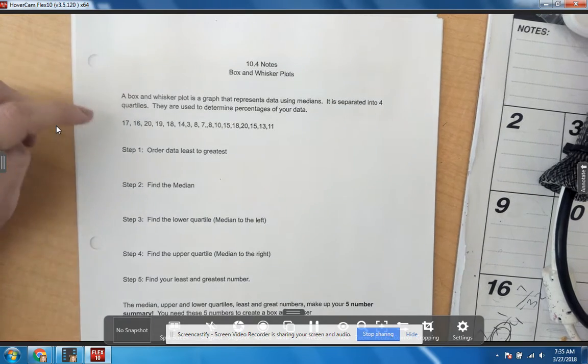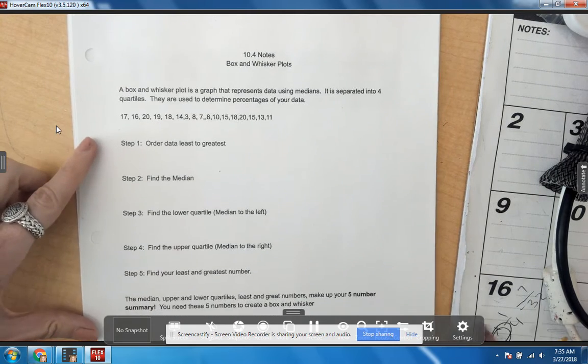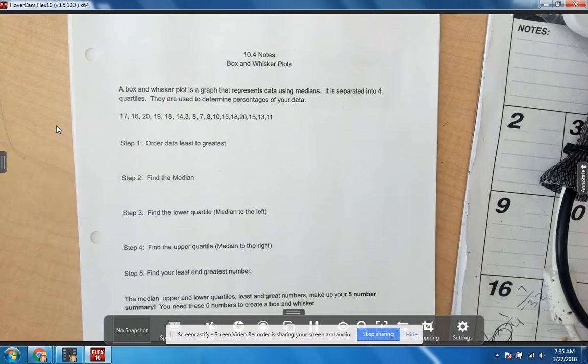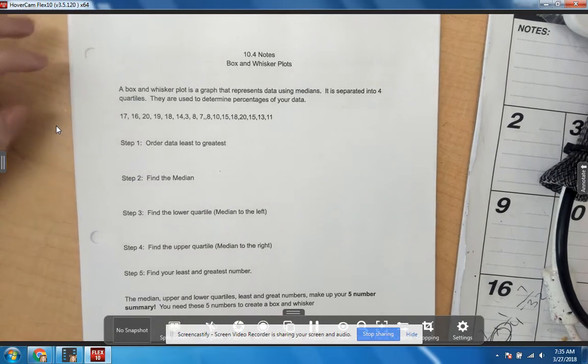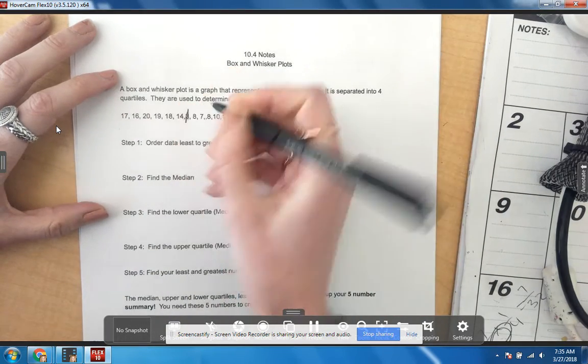You use box and whisker plots to determine percentages of your data. So let's do this one together. On your notes, everything that I'm writing, make sure you write with me. So step 1 is you take your data and you order it least to greatest. Okay, so let's do this together. So we have, I'm just going to cross these out as I'm going.